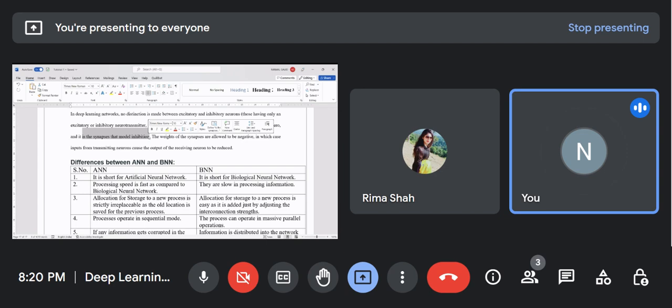Ultimately, the goal of the artificial neural network neuron is to receive and to transmit. Whatever I have received, I need to transmit ahead to the next layer of neurons, the next layer in which the neuron is present, because the neurons are interconnected there.